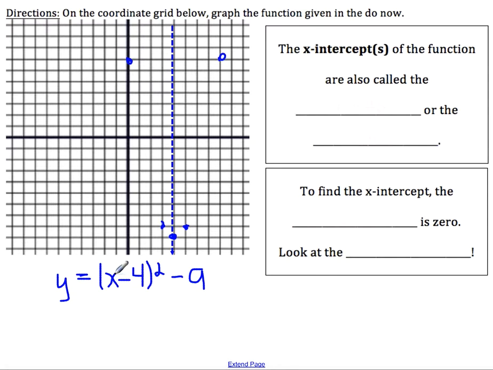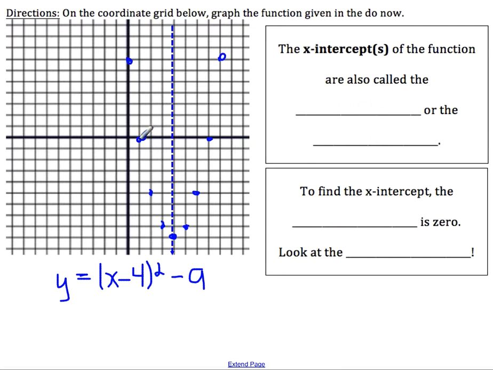If we were to plug in 2, 2 minus 4 is negative 2. Negative 2 squared is 4. 4 minus 9 is negative 5. So when I plugged in 2, I get negative 5. And we could also look at that pattern with parabolas. This is going up 1. This is going to go up 3. The next one should go up 5 units. So I could just double check that here.